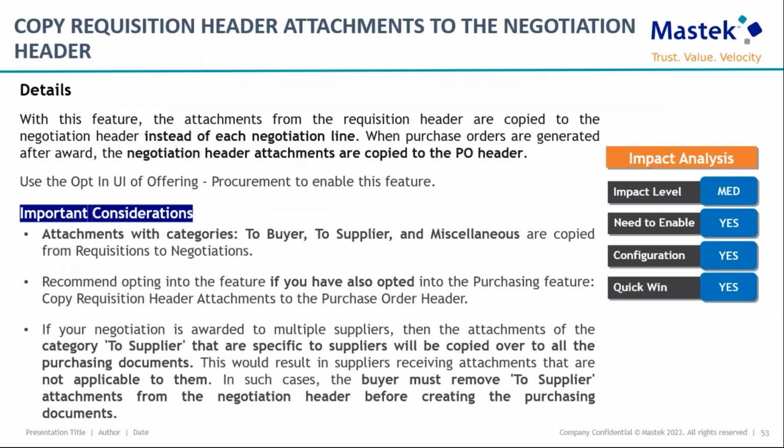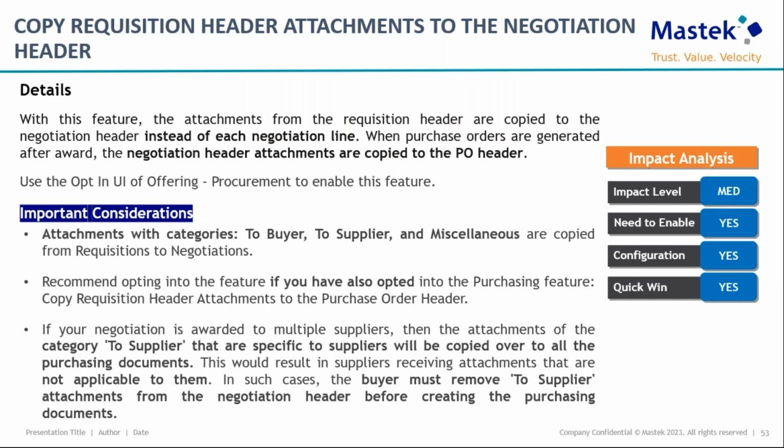Next update is copying the requisition header attachment to the negotiation header. So after this upgrade, the attachment onto the requisition header will be copied to the negotiation header instead of a negotiation line, and purchase orders generated afterwards will also have this attachment copied to a PO header.